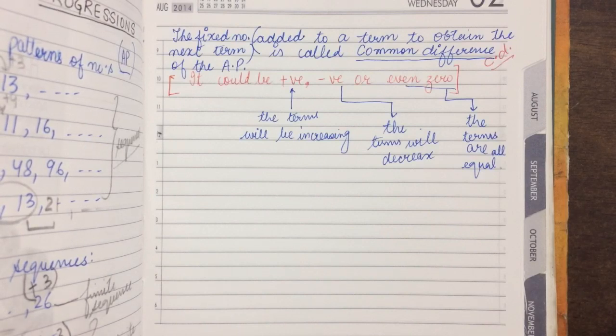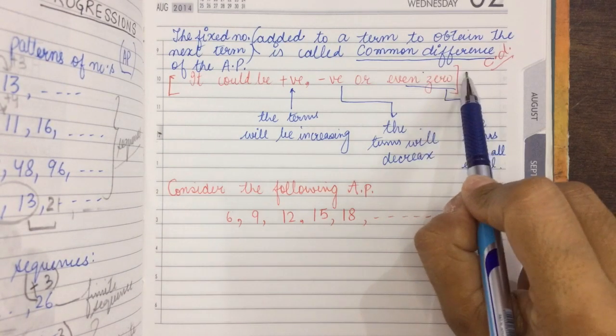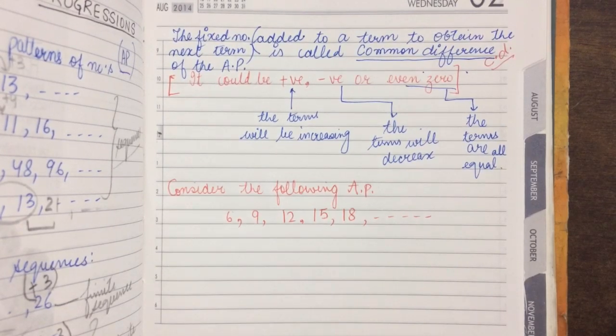If your list is the same, that means we have been adding 0 to obtain the next term at each step. Now let us look at why this fixed number which is added is called the common difference. The number that we add to obtain the next term is called the common difference. Why is it called the common difference? For that, I've taken an example: 6, 9, 12, 15, 18.